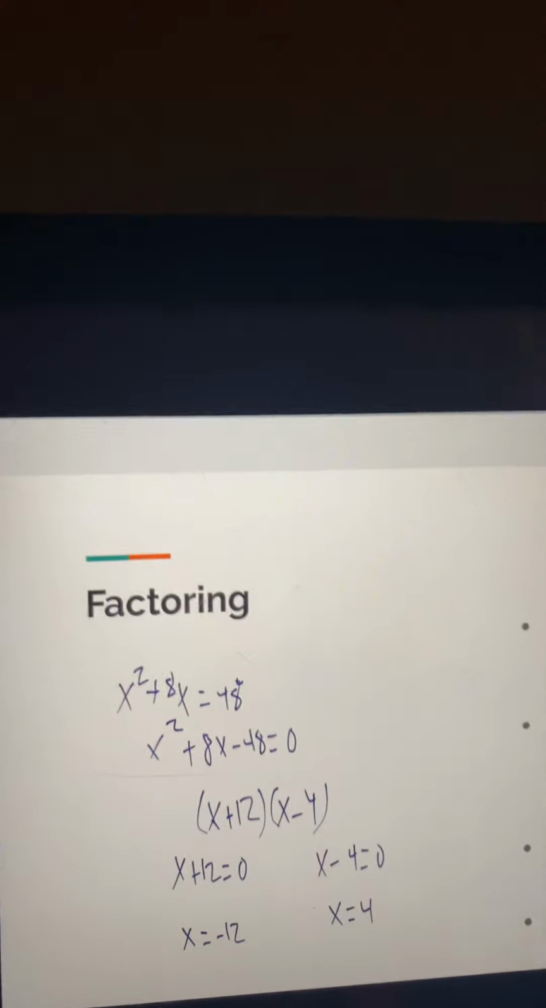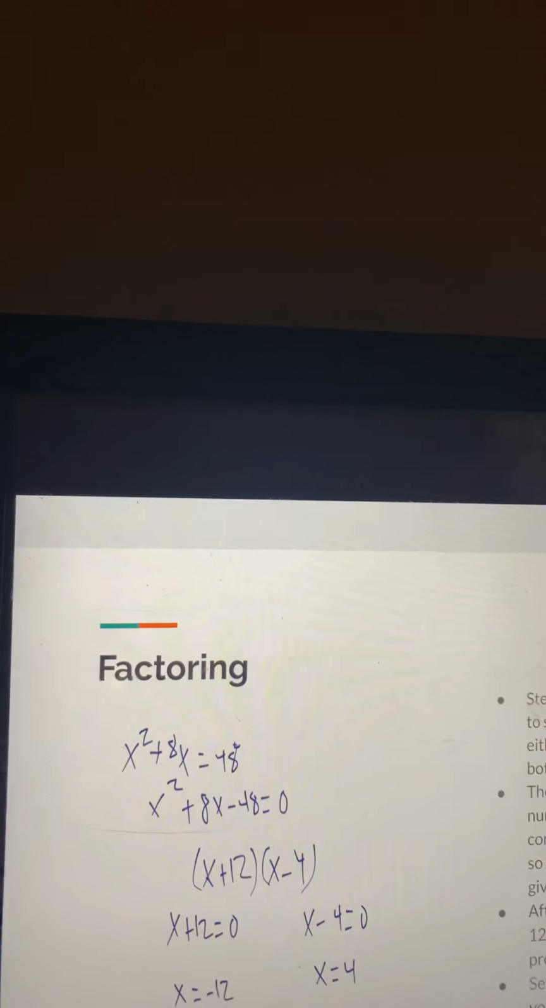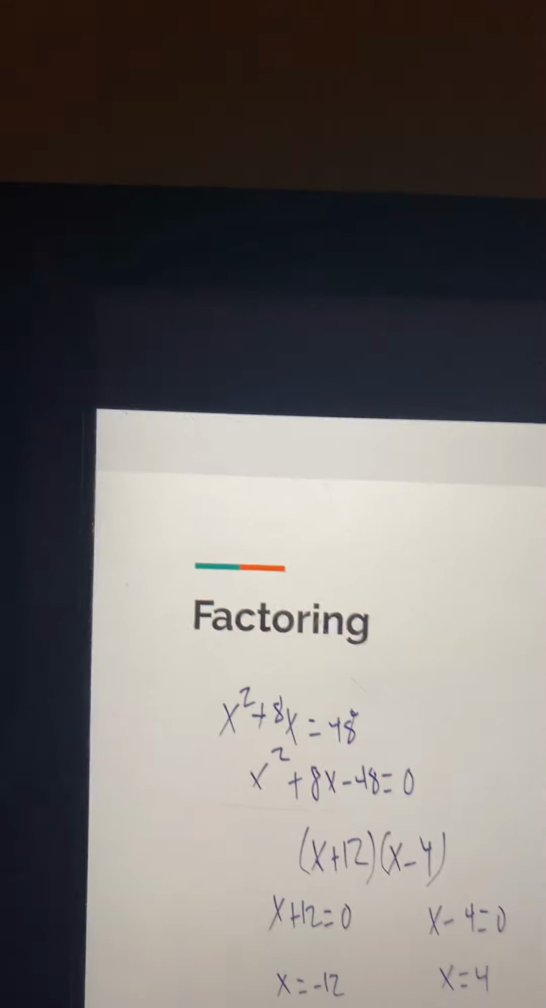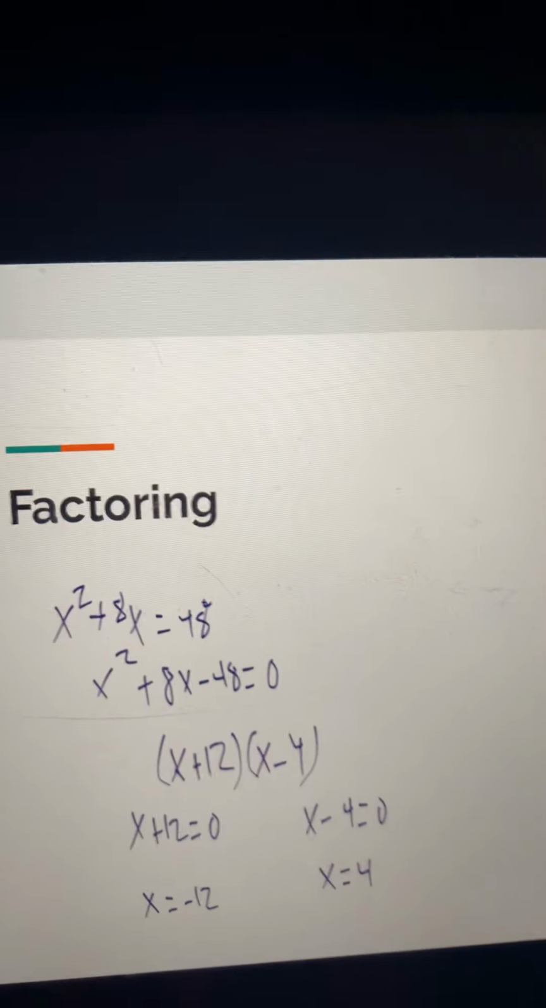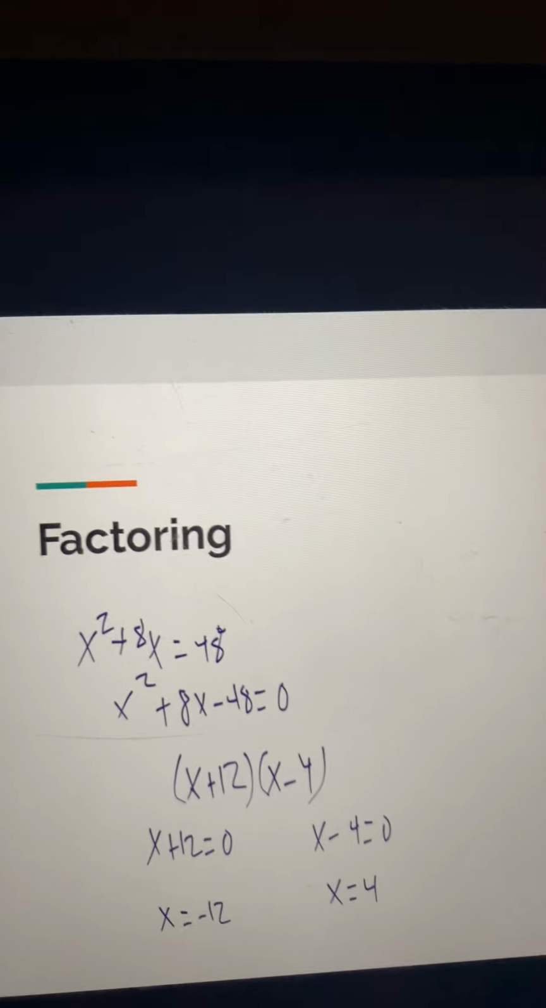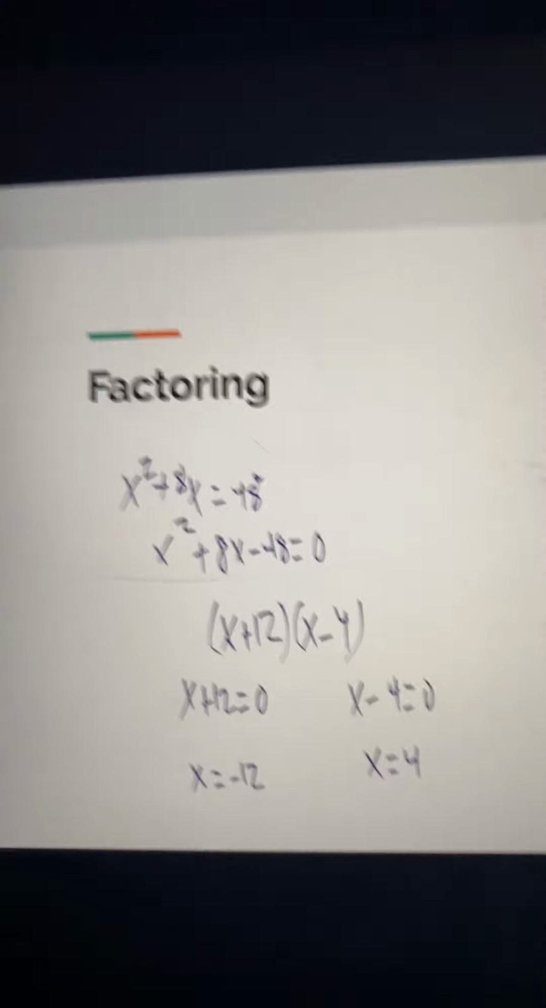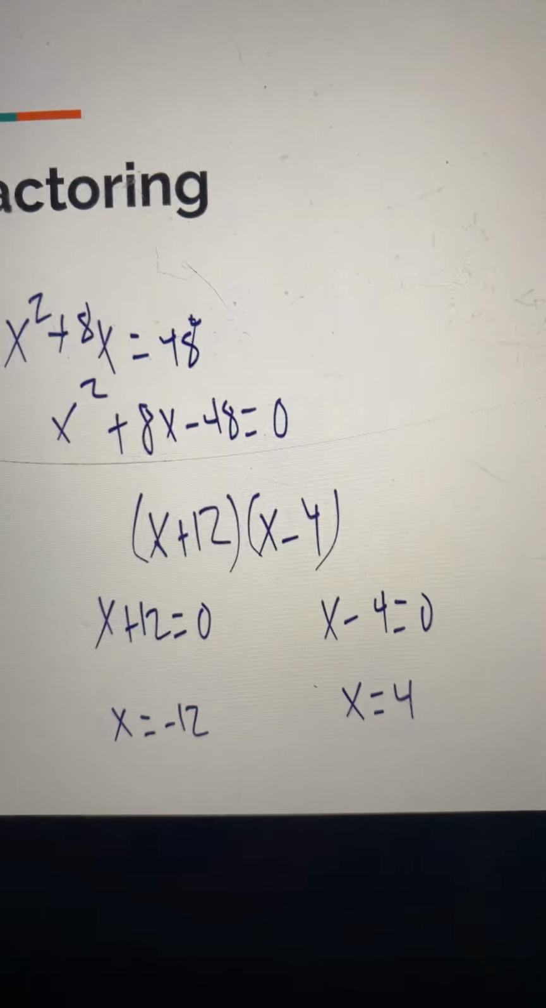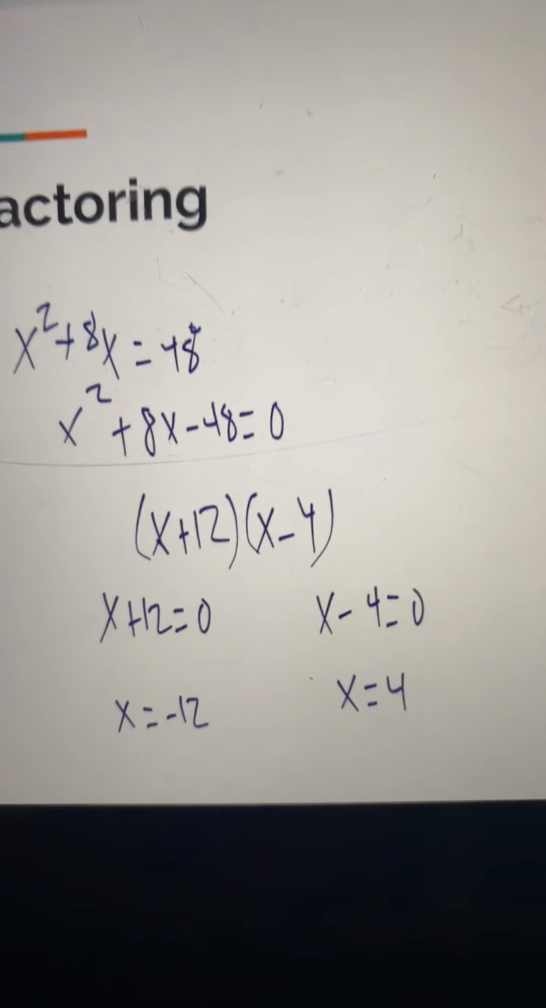The next step is to find two numbers that multiply to give you -48 and add to give you 8, which in this case is +12 and -4. And all you want to do next is set both of these equal to 0 like so, and then solve. And right there are your x's, or your zeros and solutions.